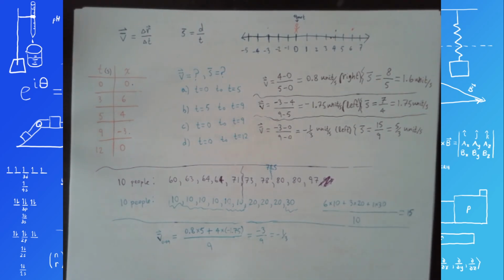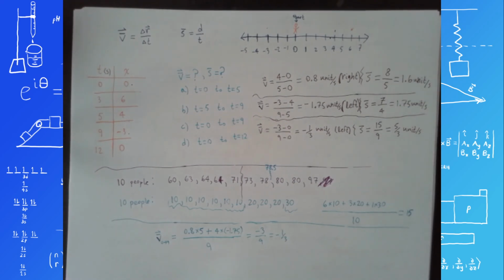And you can do something similar with average speed. You would take your 1.6 times 5 seconds and 1.75 times 4 seconds, and then divide that by 9, and that should give you 5/3. I'll leave that for you guys to do on your own.